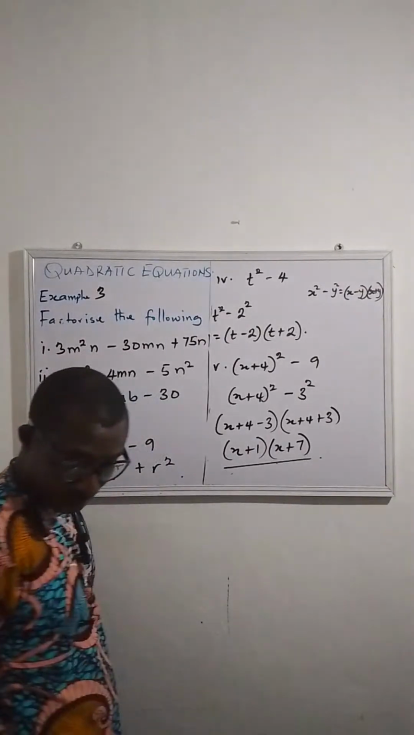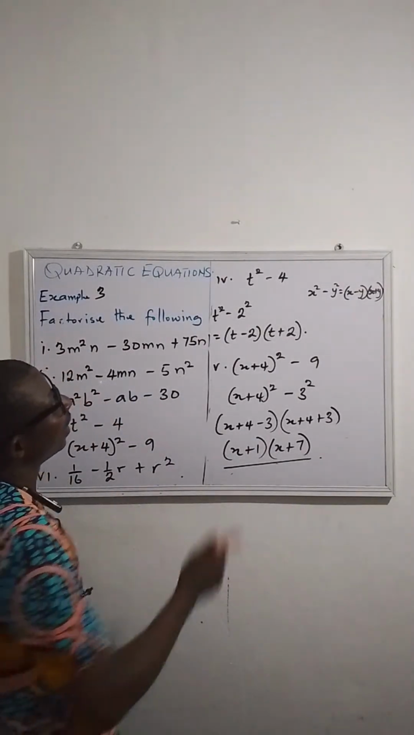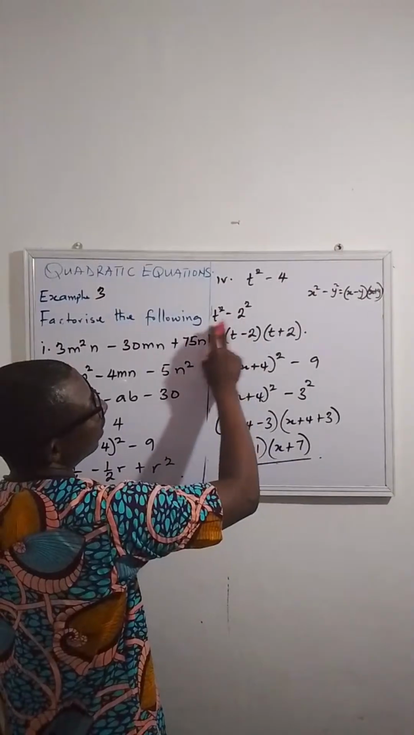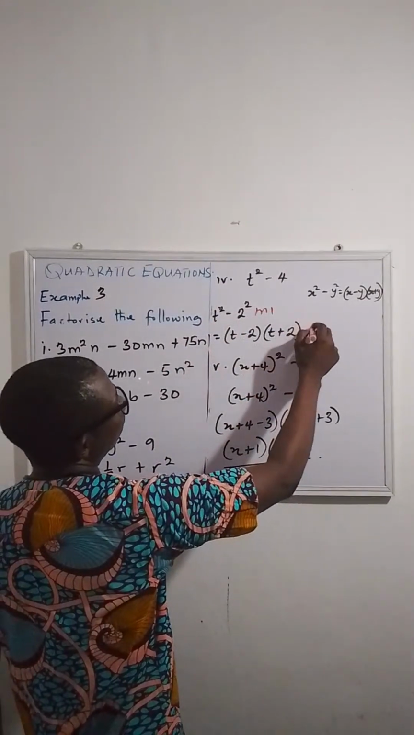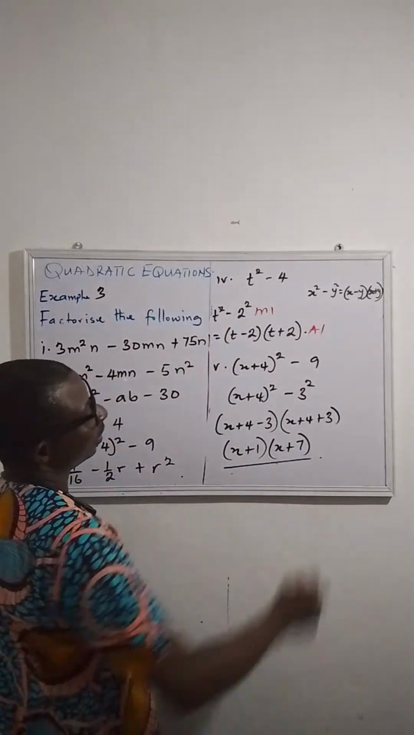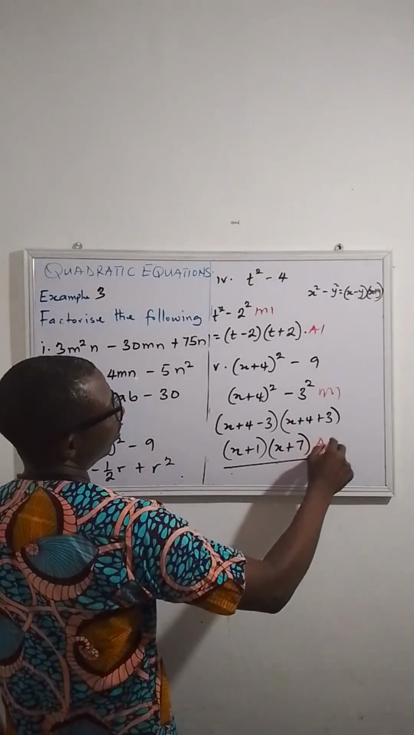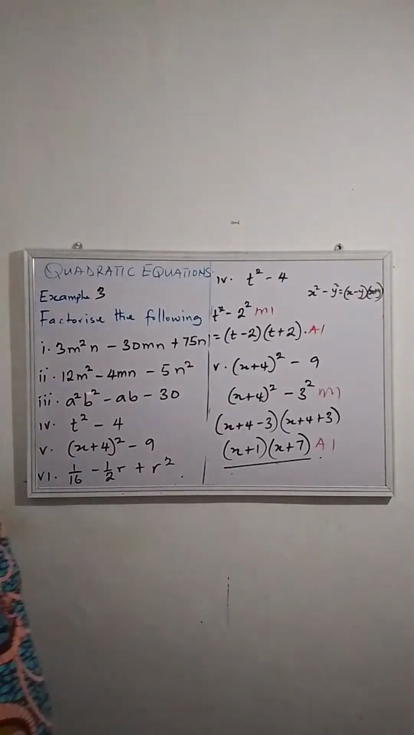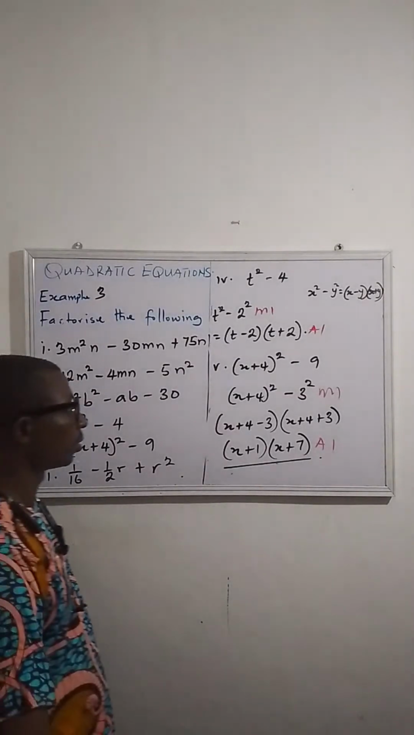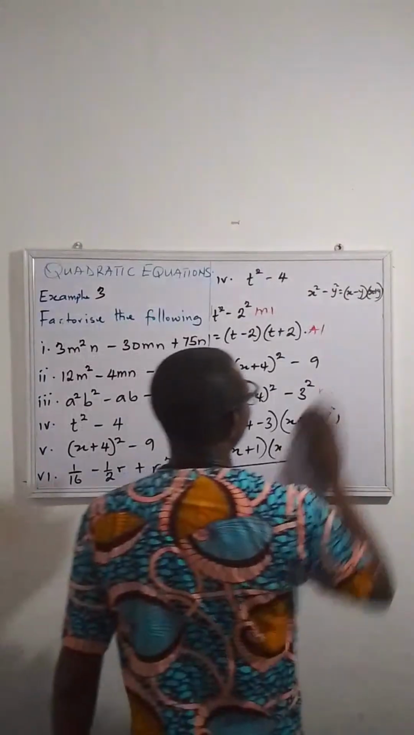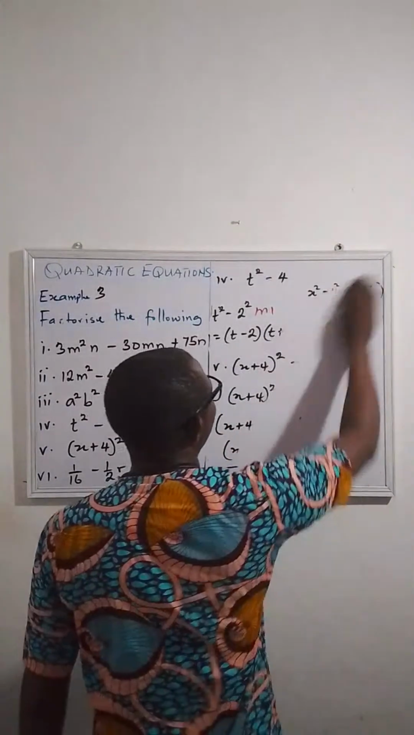Okay, before I leave, let me show you how marks will be awarded. For writing this, we will have M1, getting the answer A1, here, M1, and the A1. Okay, so that's how marks will be awarded. So let's look at the last one for today.